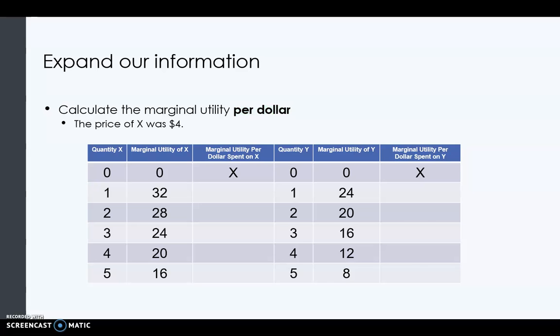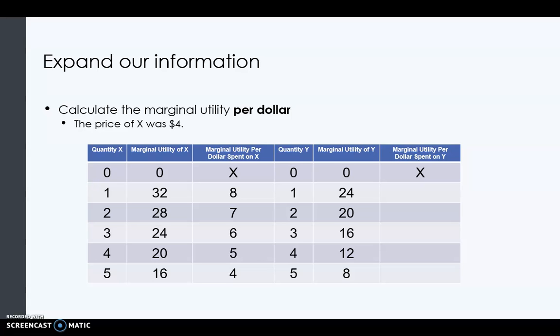The price of product X is $4. So if we get 32 utils from the first unit, 32 divided by 4 should give us 8. 28 utils from the second unit, 28 divided by 4 gives us 7. 24 divided by 4 gives us 6. 20 divided by 4 gives us 5. 16 divided by 4 gives us 4. So we have that column ready to go. And this is going to be useful for us.